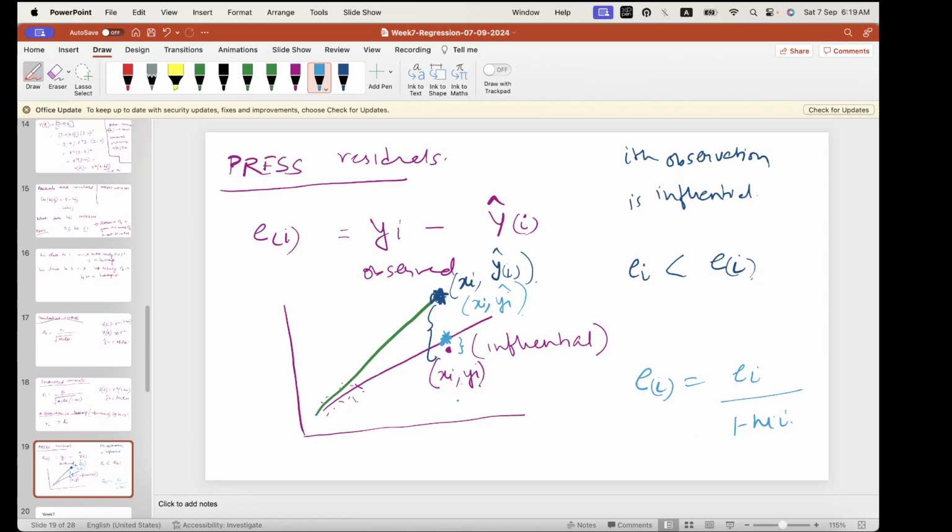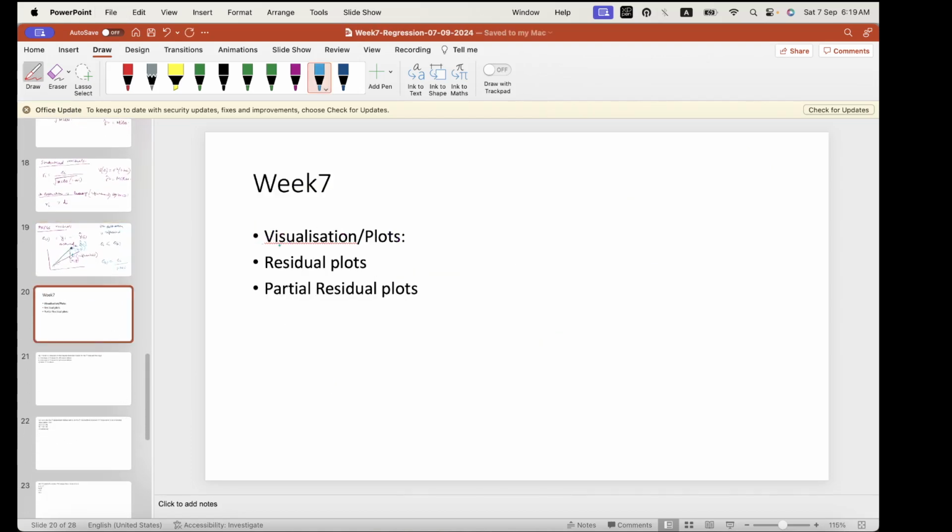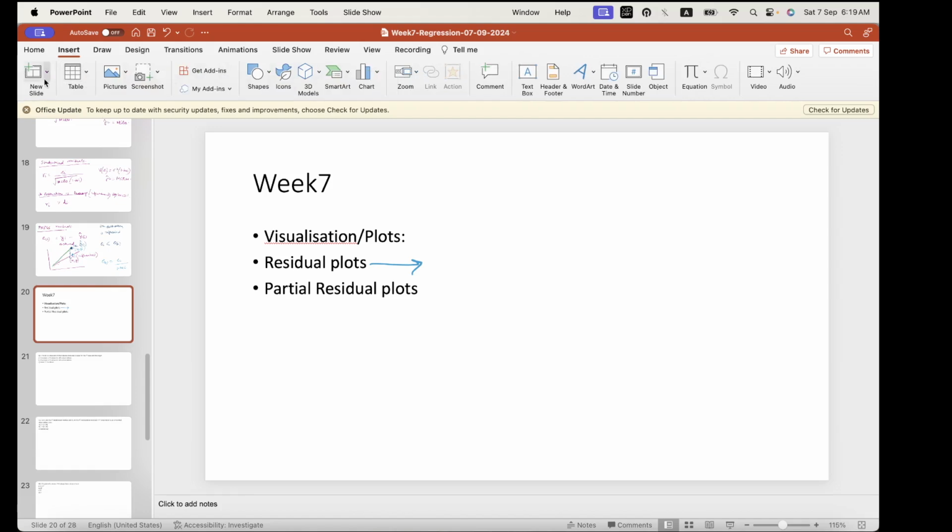Alright, so after learning about the different types of residuals, we also learned about some visualization techniques to determine whether the underlying assumptions while fitting the model hold or not. We learned about some plots. The first plot that we learned was the residual plot. So how does a residual plot look?